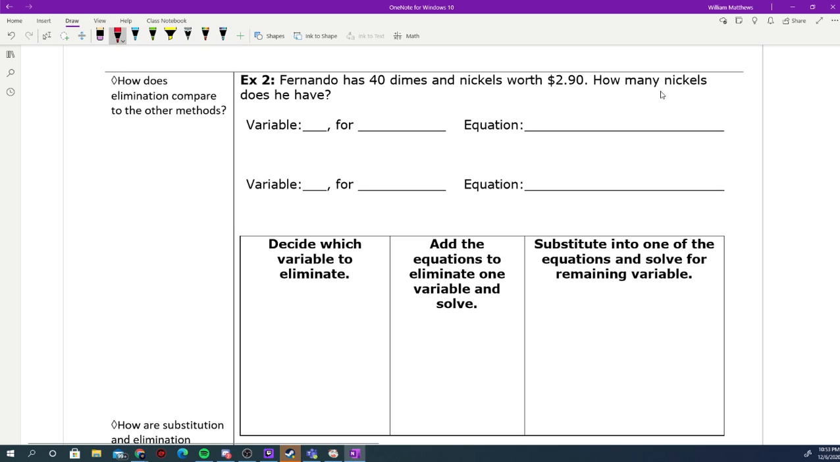So this one follows more of our older examples where it gives us a cost, our total price, as well as a total amount of coins. This one's specifically asking how many nickels. So we know which variable we need to solve for in order to be done.